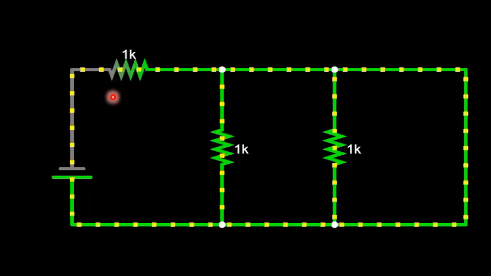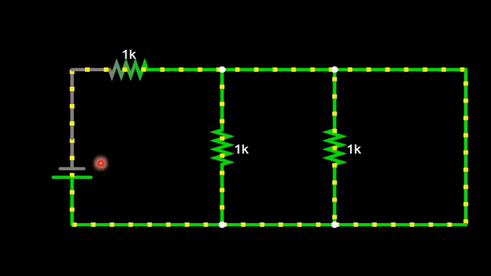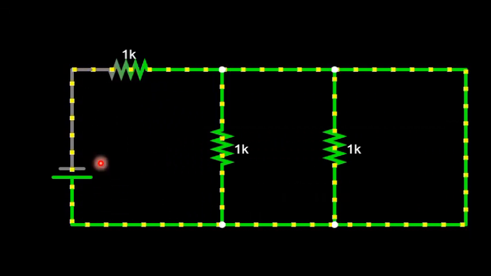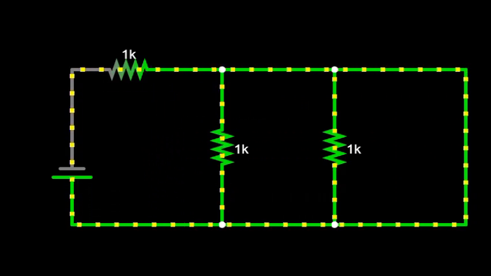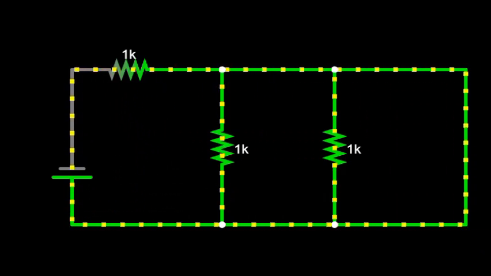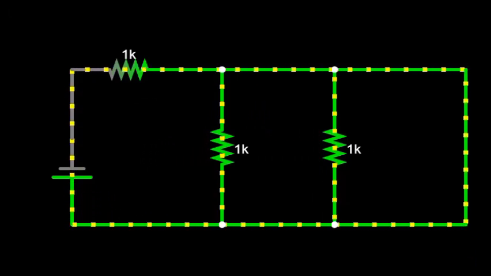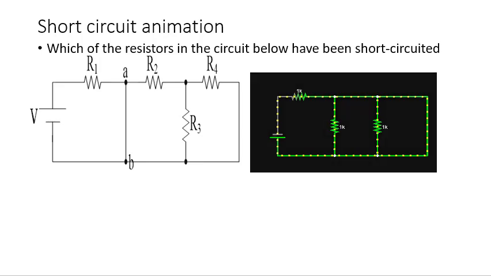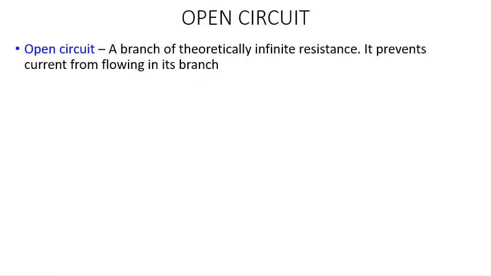I hope this helps you to really understand the concept, because you see that on this one and this one, there's nothing flowing through. So that's it for short circuits. Then we'll move to the second concept, which is open circuit.